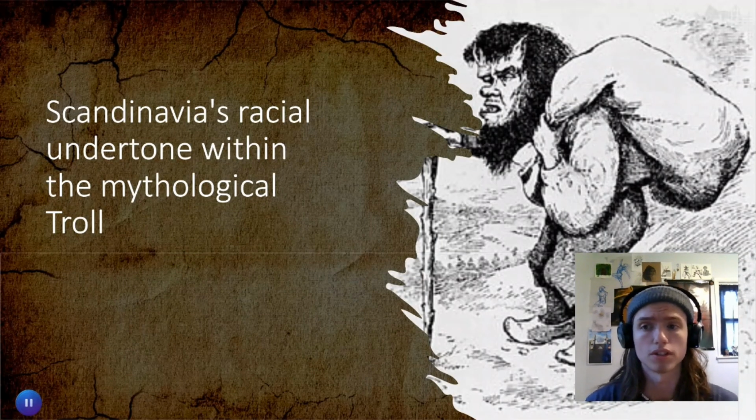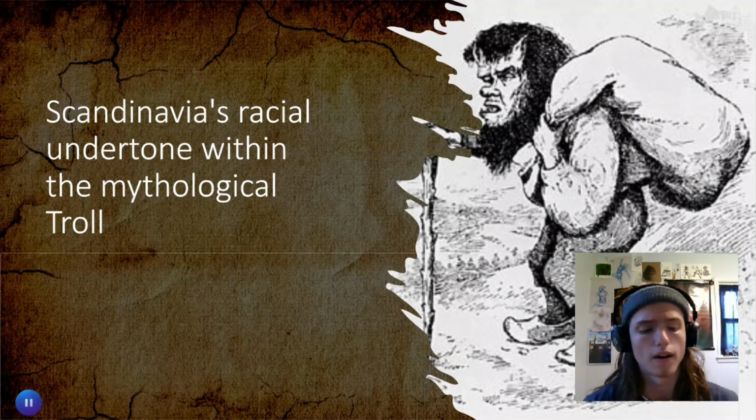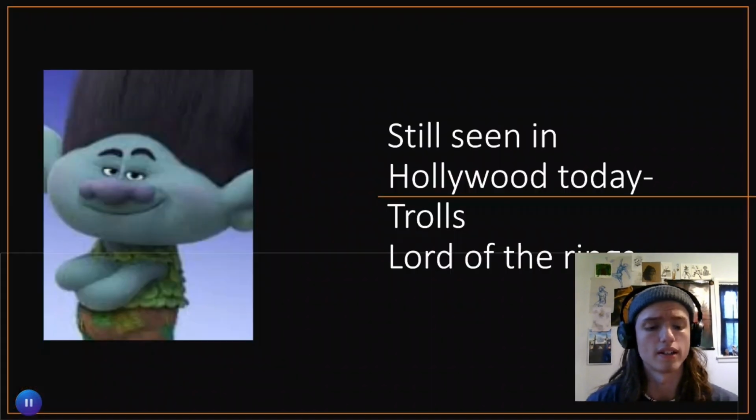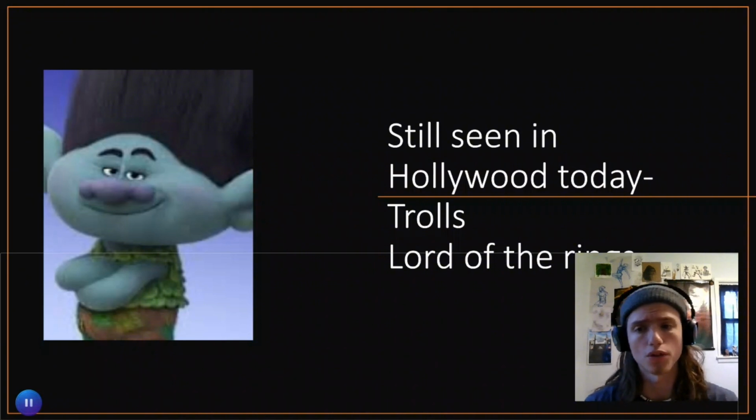So one of the oldest pieces of political imagery that I could find was the Scandinavian troll. It's thought that it has racial undertones of depicting Jewish people, often with exaggerated facial features and often wearing pointy hats. The exaggerated facial features part will be very prominent later on throughout history when depicting different races. But you can still see trolls today in movies like the Trolls movie, and other various stories in Hollywood like Lord of the Rings and plenty of things like that.